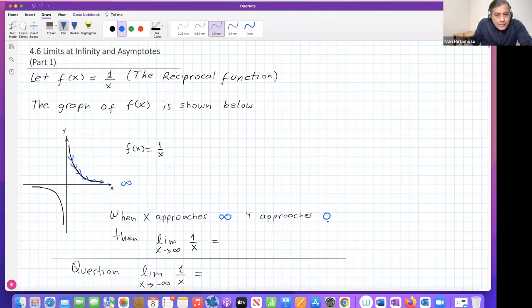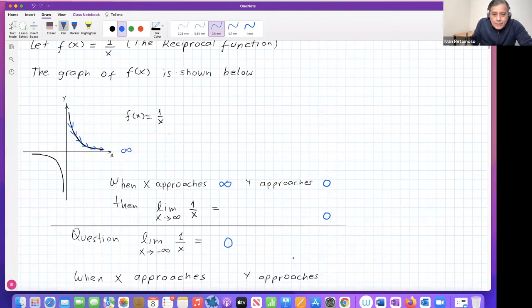Now, mathematicians have captured this behavior formally as follows. They will say that the limit of this function, 1 over x, as x approaches infinity, equals zero. Notice infinity is not a number, it's a symbol, right? As x approaches infinity, it just tells you that you're going in this direction. This is equal to zero.